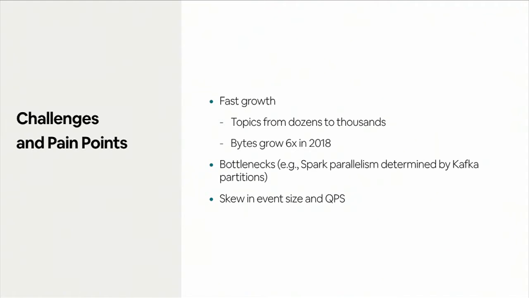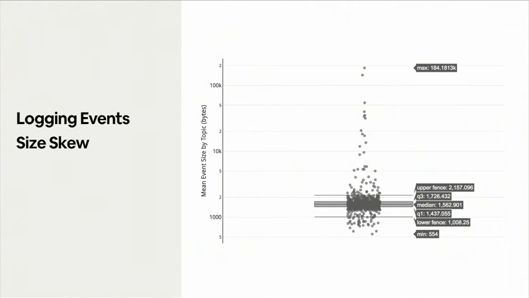The last challenge we are seeing is the skew in the event size and the QPS among all the Kafka topics. Some Kafka topics have really high QPS, some have very low QPS, and the size of average events in Kafka also varies a lot depending on the topics. This box plot shows you the size of logging events by Kafka topic. As you can see, most of the events in those Kafka topics are between 1 to 2 kilobytes. But if you look at the extremes on the top of this graph, those are almost 2 magnitudes larger than the average ones.